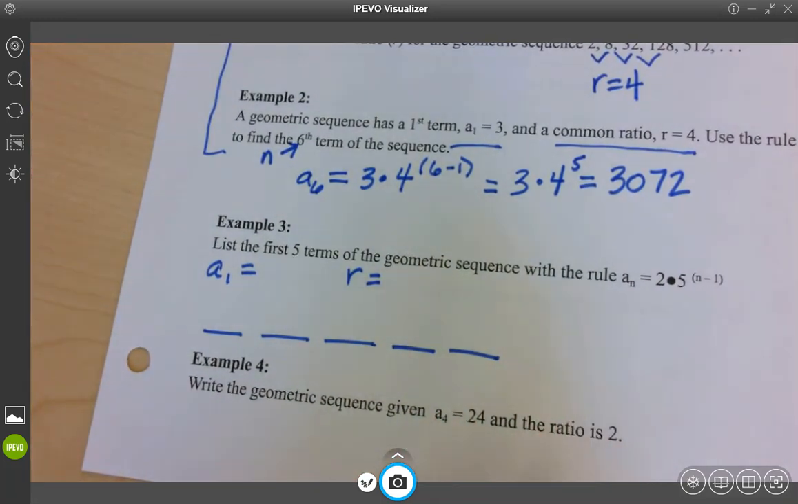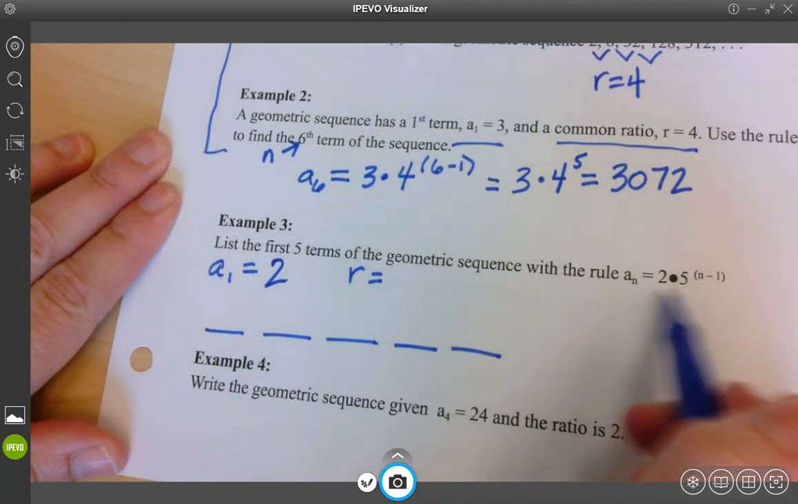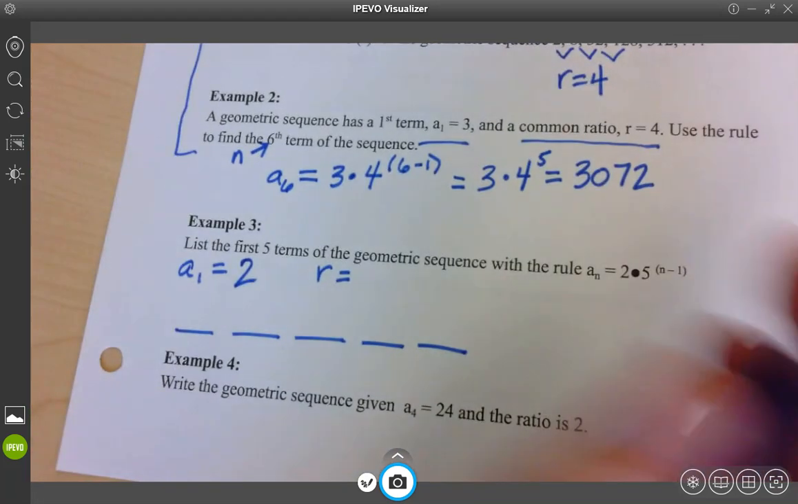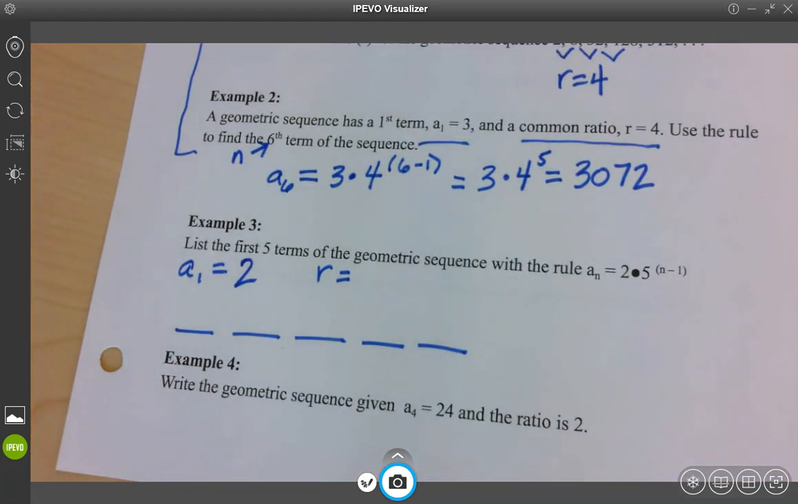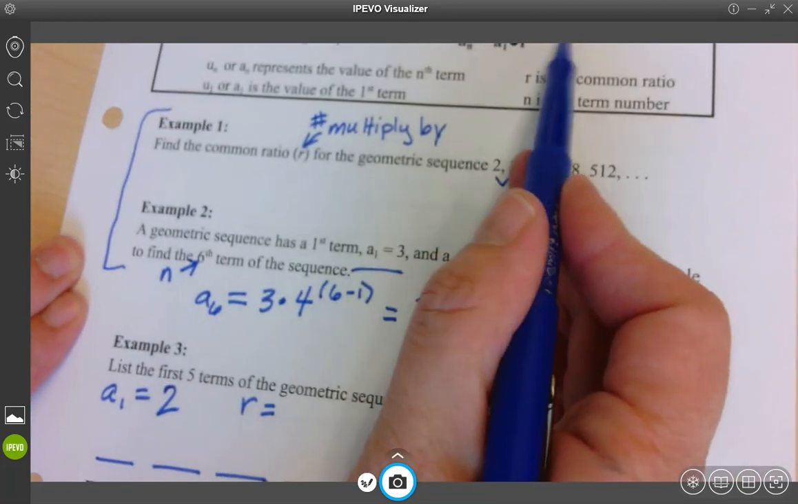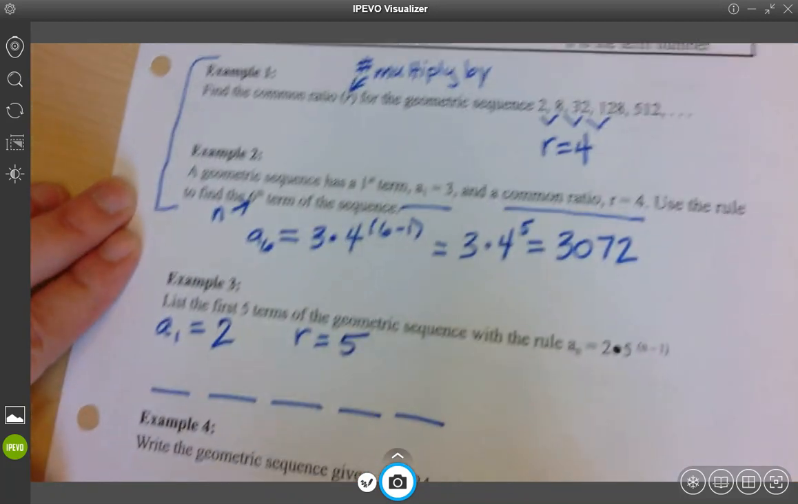Morgan, what was the first term? Good. So, looking at the formula, we can line up this 2 with a sub 1, and then we know the first term's 2. And, Owen, what was the R? The R is 5. And it's the same thing. You can see that R is the one that gets the exponent. So the R is 5.